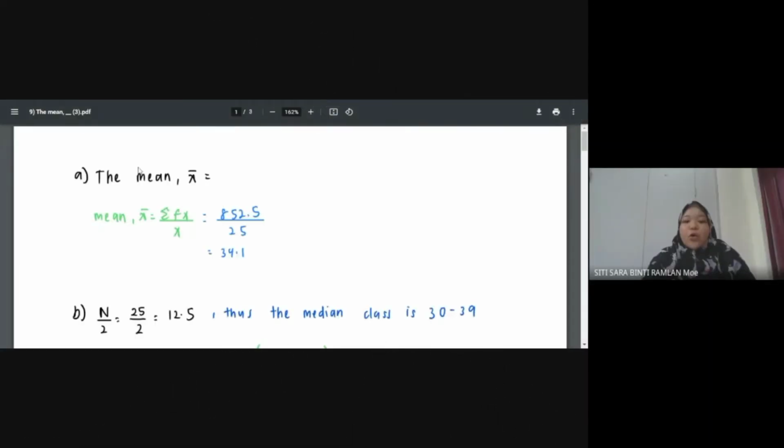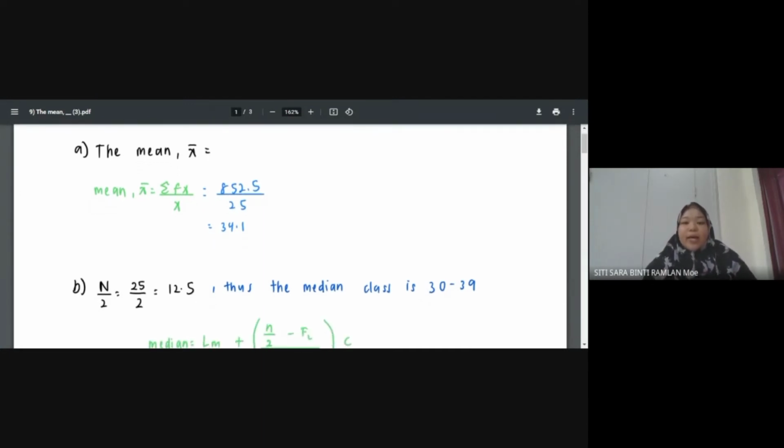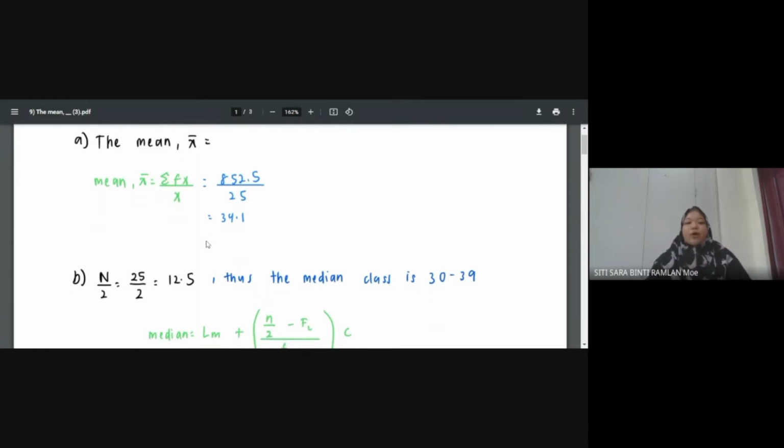First question, we need to find the mean. In order to find the mean, the formula is the sum of fx divided by the sum of frequency. 852.5 over 25, we get 34.1. So the mean is 34.1.